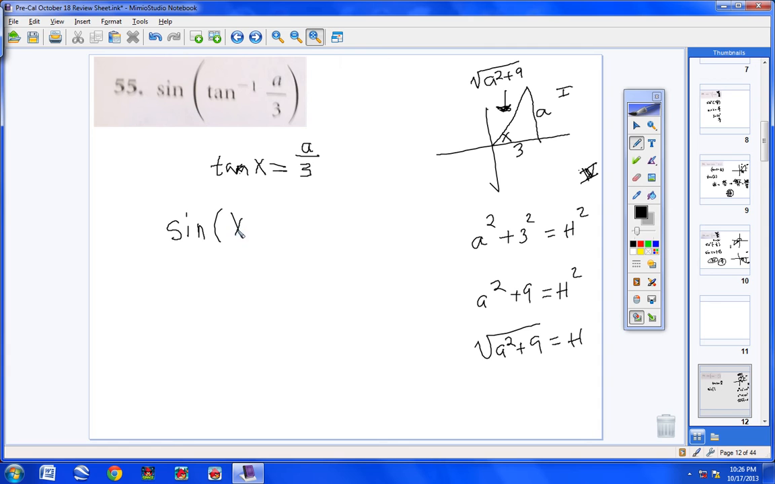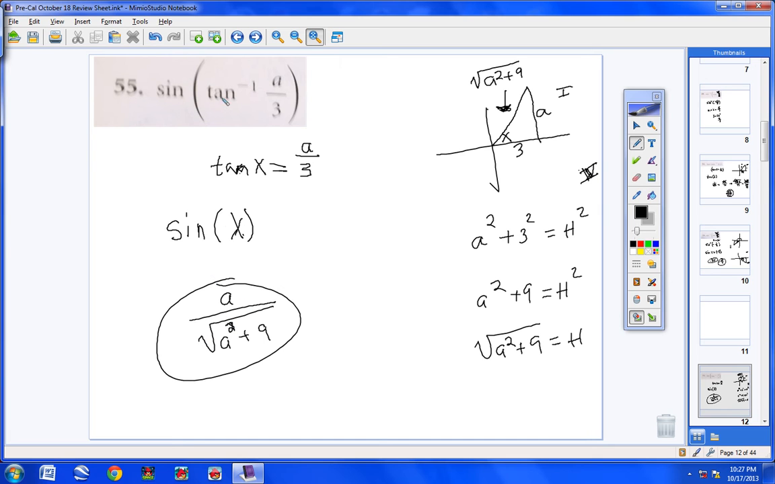That is if my pen will let me. There we go. So the sine of x. So here's x, opposite over hypotenuse, which would be a over the square root of a squared plus 9. Now, I'm not going to have you do any rationalizing on these types of problems. I'm going to let you leave them like this. Okay, so this is totally acceptable. I have no problem with that.